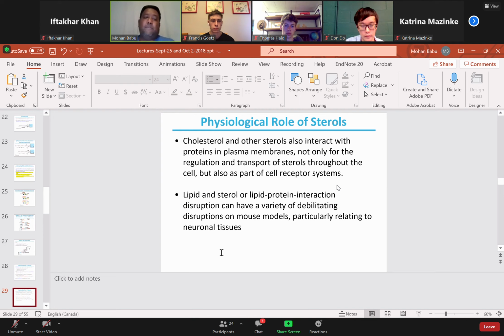These disruptions are quite frequent in neuronal tissues, but they can happen for any particular reason. If the physiology changes because of an environmental cue or a mutation, then these types of disruptions can happen. Here are some examples of genes that are involved in various processes of the sterol.